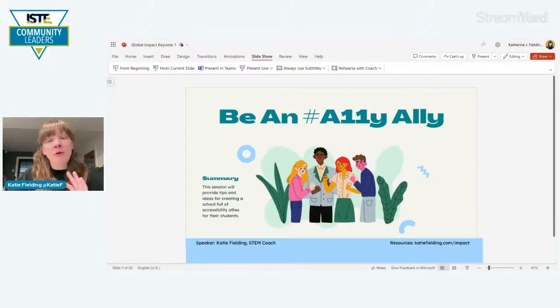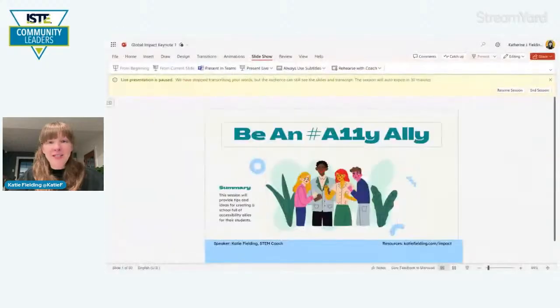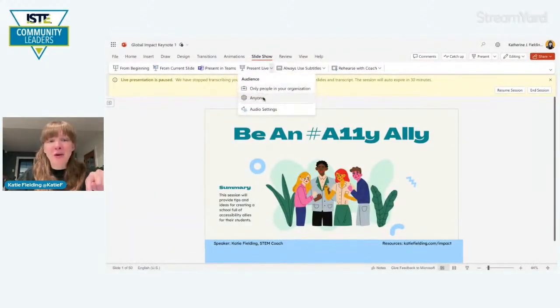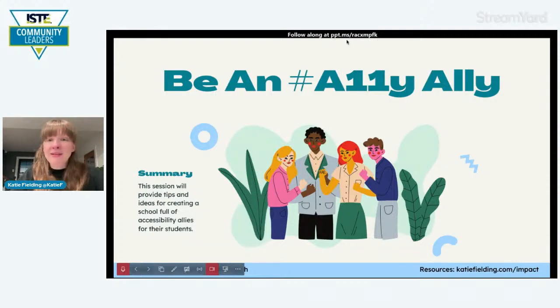So you can see here, I'm in the web version of PowerPoint. And if you're in the slideshow menu, there is a choice for Present Live. And I am going to just make sure that I have it set to anyone. So you can either have it for your organization or anyone. So I'm going to go right back into that. And if you want to have captions in your language of choice, you can visit this link at the top that's listed, ppt.ms/RACXMPFK. And so that you can get those captions on your device in the language of your choice.